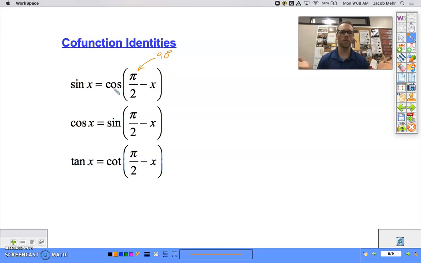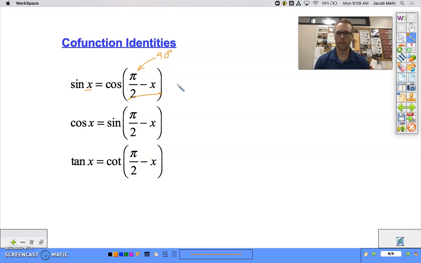So that's my first way of thinking about it: of course, this makes sense because we're looking at two complementary angles, okay, that have to be in the same right triangle, and we're just switching what angle we're looking at, and we're changing from sine to cosine, and so on. So that's my first way to look at it.